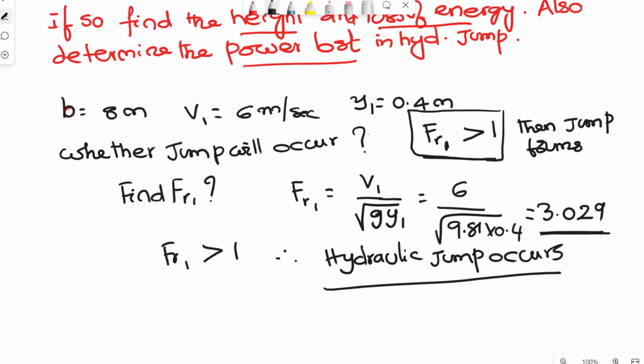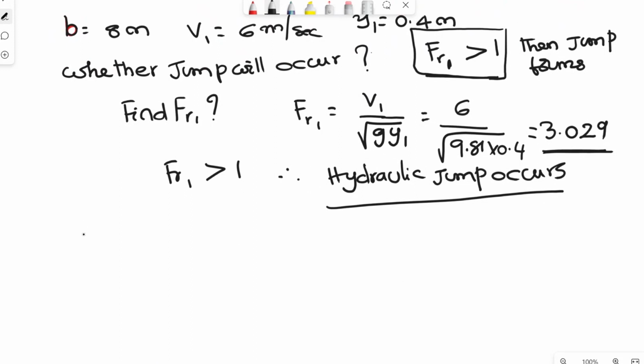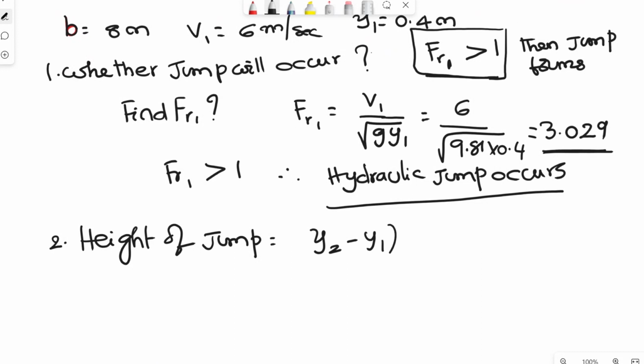That is over. Then what is our second question? The second thing he asked is to find the height of jump. This is the first question, and this is the second: height of jump. How will you get it? Height of jump is nothing but Y2 minus Y1. Already you know Y1 is given.